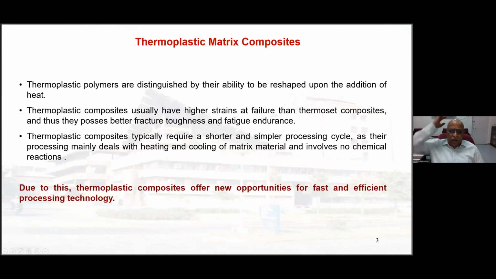So thermoplastic matrix composites are distinguished by their ability to be reshaped. The part can be a fiber reinforced component, but it can be heated and reshaped to some other product as well. Also, since thermoplastics have high strain to failure, the toughness and fatigue endurance properties are also very good compared to thermosets. And thermoplastics require shorter and simpler processing cycles, which is not as messy as with thermosets, because in the case of thermosets, one has to handle liquid resins, and a lot of care has to be taken so that it doesn't cross-link inside the machine itself. That can be a big problem.